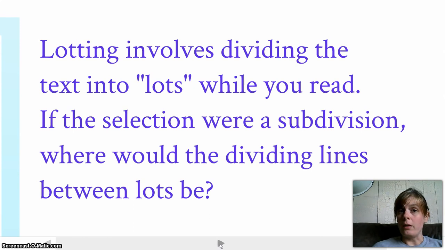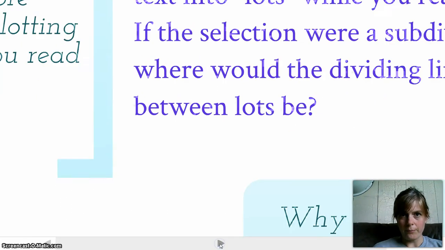If it's an informational text selection, you might divide it up by headings, you might divide it up by cause and effect. A lot of it depends on how the text itself is organized. But as you read, look for the natural dividing lines and literally draw a lot around that piece of text, around that block. Block it in, make a lot out of it.